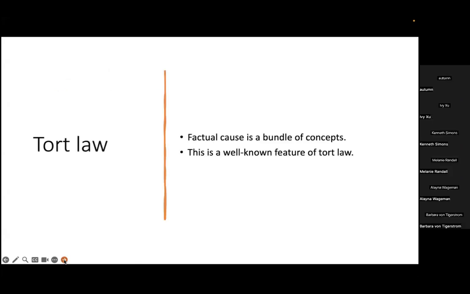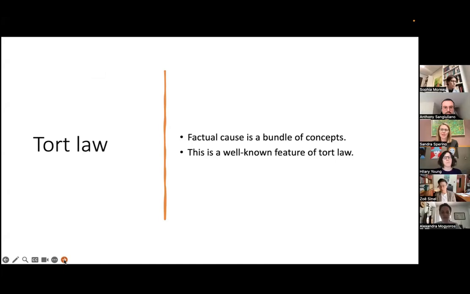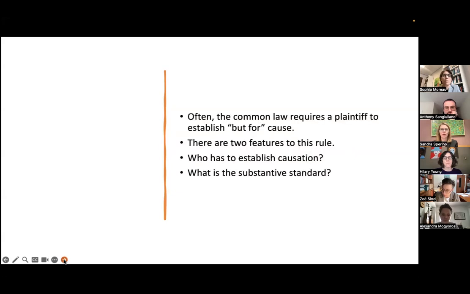So I want to just do a brief overview of tort law. Anthony was kind enough to mention my amicus work at the Supreme Court. I will just confess that I made this argument to the court, about the nature of tort law, and the court explicitly rejected it. If we actually look at tort law, factual cause is not one concept or one standard. It's actually a bundle of concepts. This is a well-known feature of tort law in the United States, and I want to show you how the bundle works.